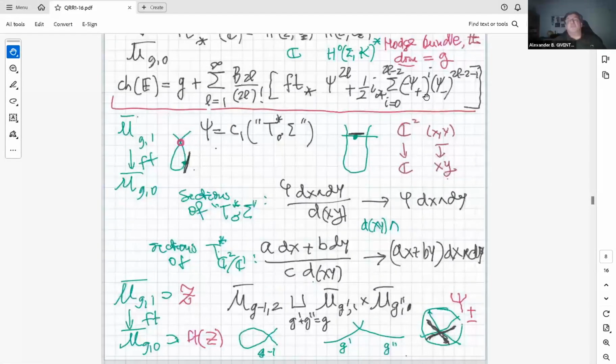And what's this cohomology class? Psi plus and psi minus are the Chern classes of the cotangent line bundles at the node at these two branches.